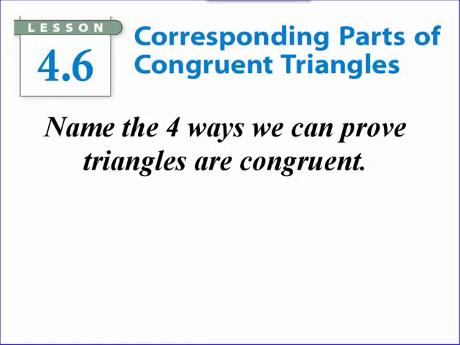Alright, so today we're going to talk about lesson 4-6. So real quick, I have a quick intro there. You need to name the 4 ways we can prove that triangles are congruent. Not like the conjecture? So what are the 4 ways? SAS? SAS is 1. Okay, so you're out. You're good to go.